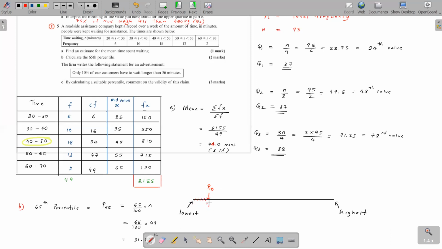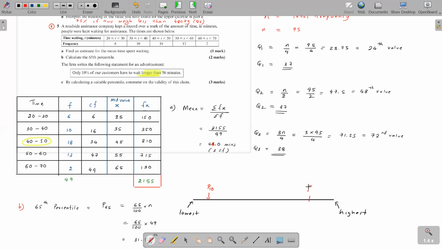So for P10, let's say it is 25, I'm just assuming, okay? Which means you have 10% of customers staying less than 25 minutes. So that's not what we want here. I hope you guys are getting what I'm saying. It's not P10 you require here, because they say 10% of their customers wait longer than. They use the words wait longer than, which means you need to find which percentile.